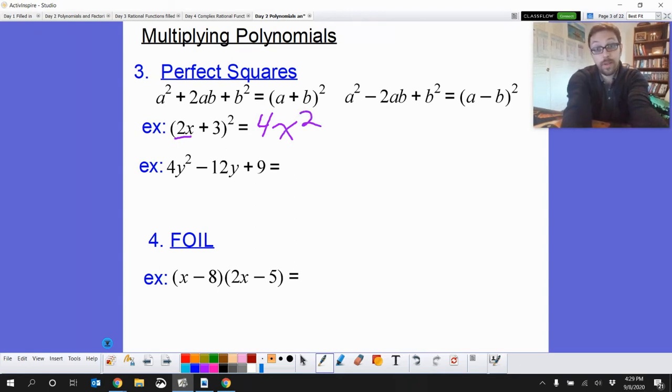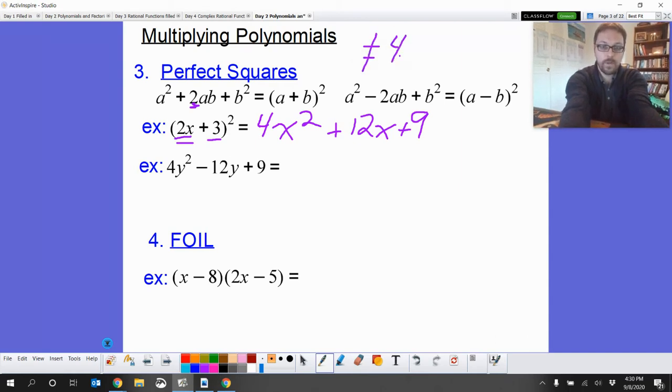Then you square the thing on the end, that's 9. And then in the middle, you multiply these 2 together. So you do 2x times 3, that's 6x, times another 2, according to this formula we've got up top. So that's plus 12x plus 9. You'll notice that this thing is not equal to 4x squared plus 9.